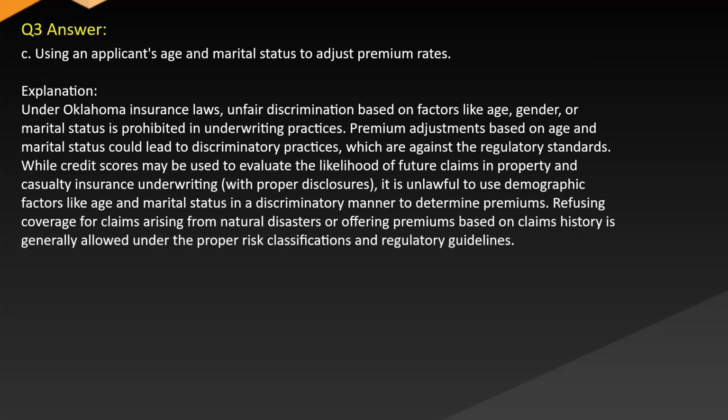Answer: C. Using an applicant's age and marital status to adjust premium rates. Explanation: under Oklahoma insurance laws, unfair discrimination based on factors like age, gender, or marital status is prohibited in underwriting practices. Premium adjustments based on age and marital status could lead to discriminatory practices, which are against the regulatory standards, while credit scores may be used to evaluate the likelihood of future claims in property and casualty insurance underwriting.